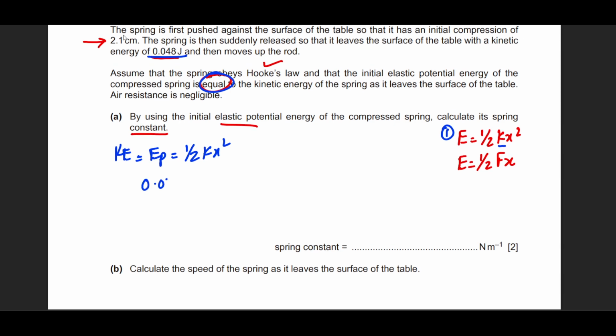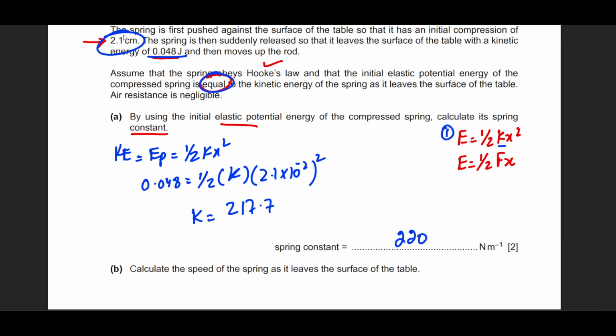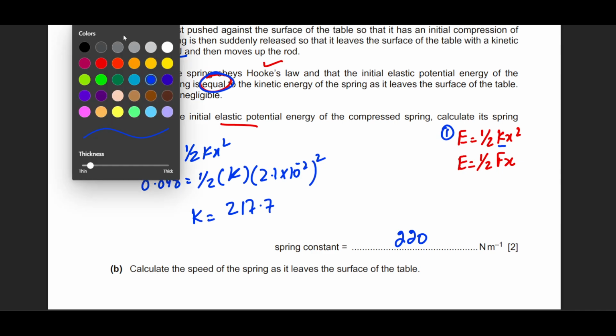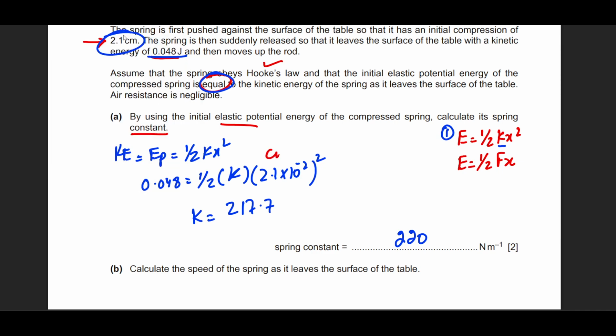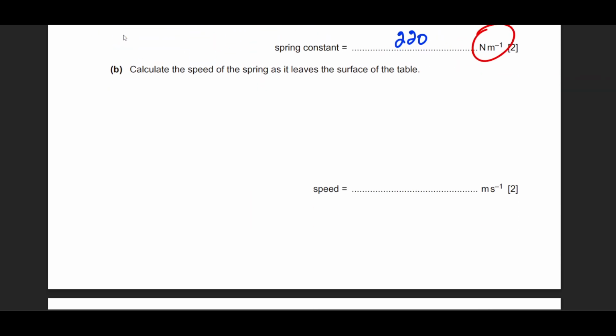So this is 0.048 equals 1 over 2 spring constant. We want to find out x. The compression is given as 2.1. Don't forget to convert this into meters, and don't forget to take a square. So when you solve all of this, your spring constant comes out to be 217.7, which is going to become 220 newtons per meter. Also, an indication why you need to convert centimeters to meters is to look at the final unit, that is in meters or newtons per meter.